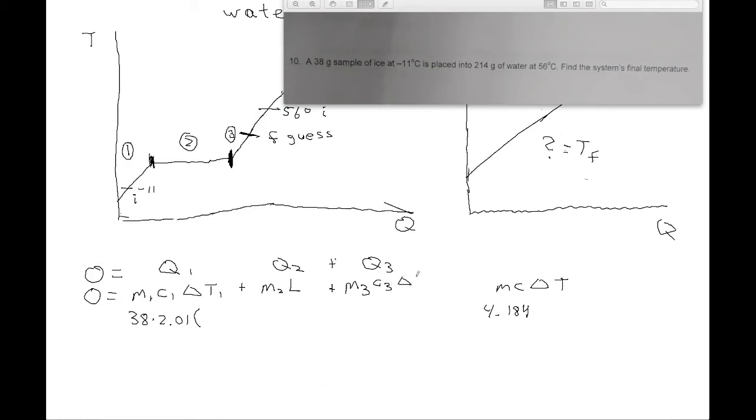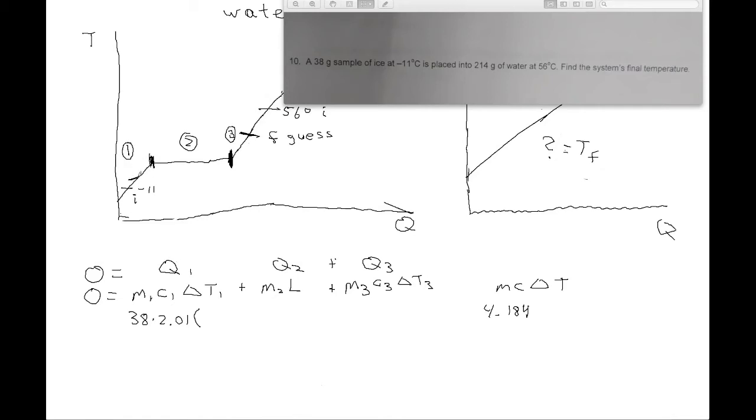C3 delta T3. Now, does Q3 refer, is this a one sample or a two sample problem? Two sample. Yeah, we have a sample that starts as ice and a sample that starts as water. Does Q1 refer to the sample that started as ice or the sample that started as water? Sample that started as ice.